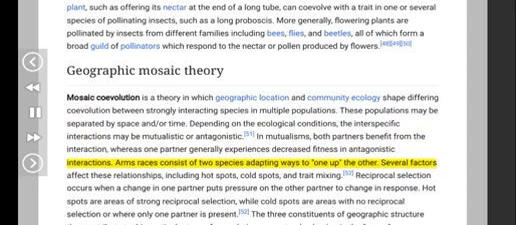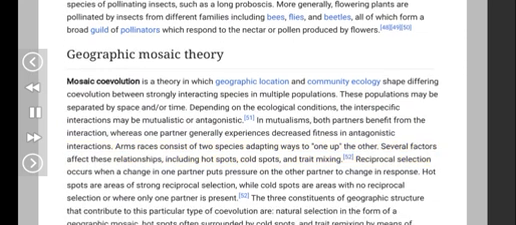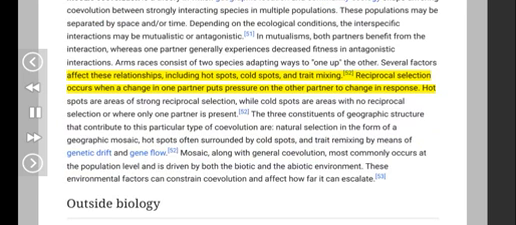Arms races consist of two species adapting ways to one up the other. Several factors affect these relationships, including hot spots, cold spots, and trait mixing. Reciprocal selection occurs when a change in one partner puts pressure on the other partner to change in response. Hot spots are areas of strong reciprocal selection, while cold spots are areas with no reciprocal selection or where only one partner is present.